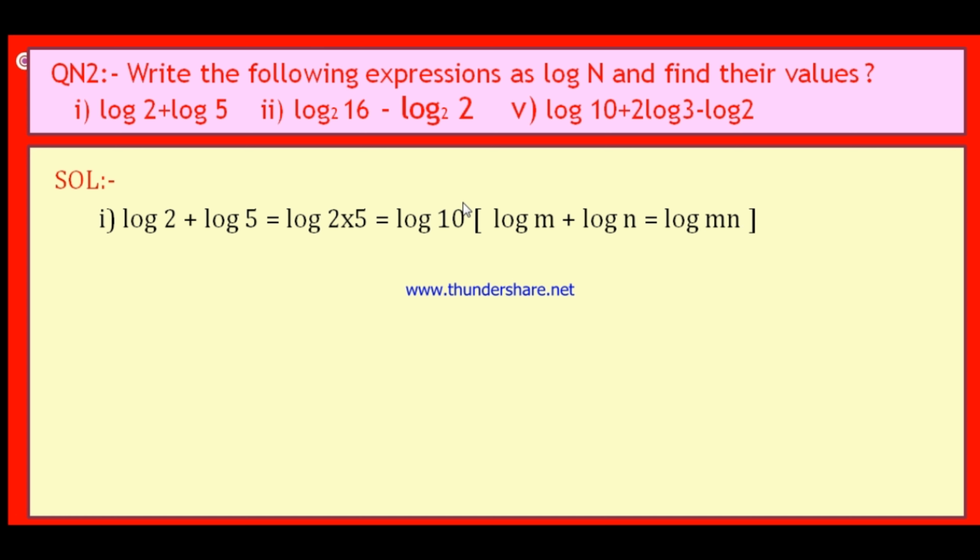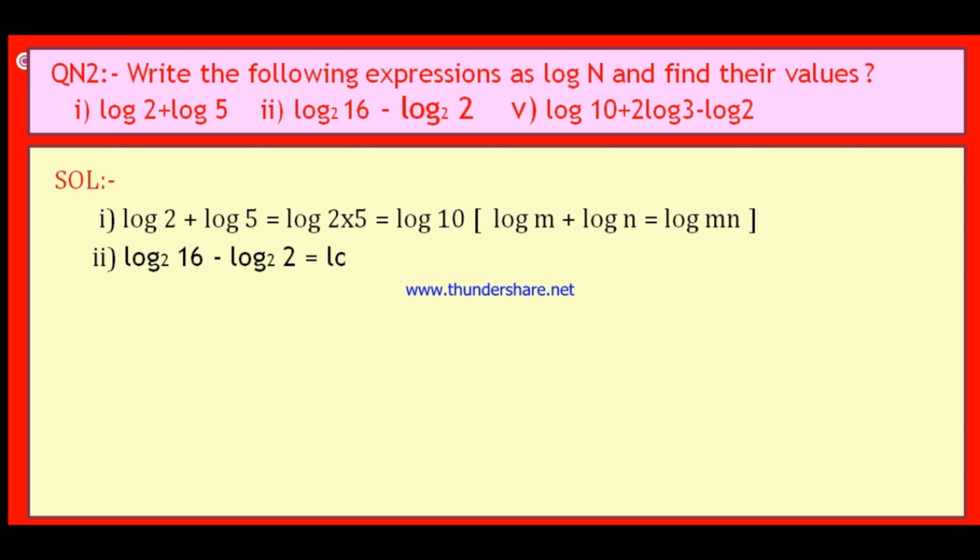This is in the form of log m plus log n. Log m plus log n is log m into n, or log x plus log y is log xy. Therefore, this is log 2 into 5. What is 2 into 5? 2 into 5 is 10. Therefore, the simplified form of log 2 plus log 5 is equal to log 10.